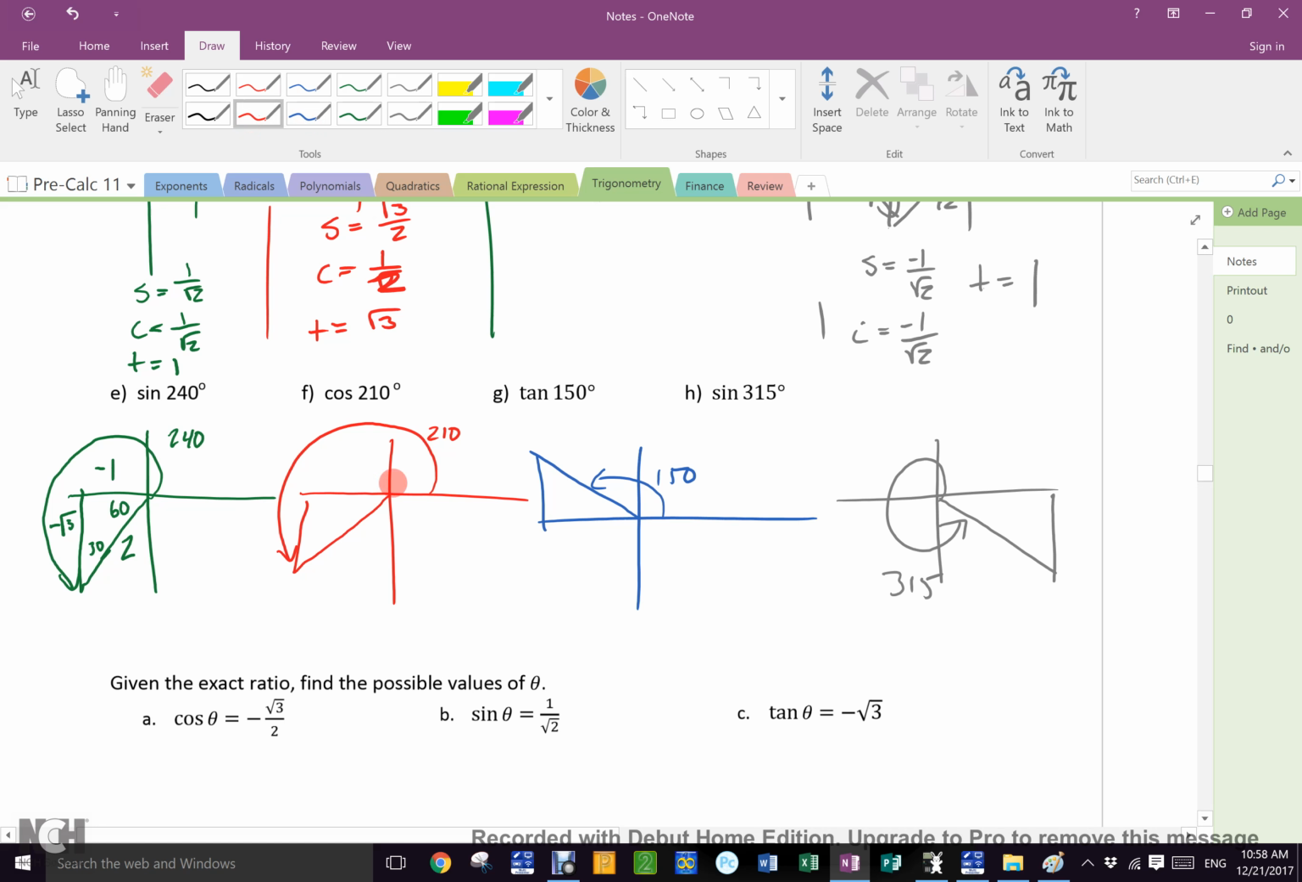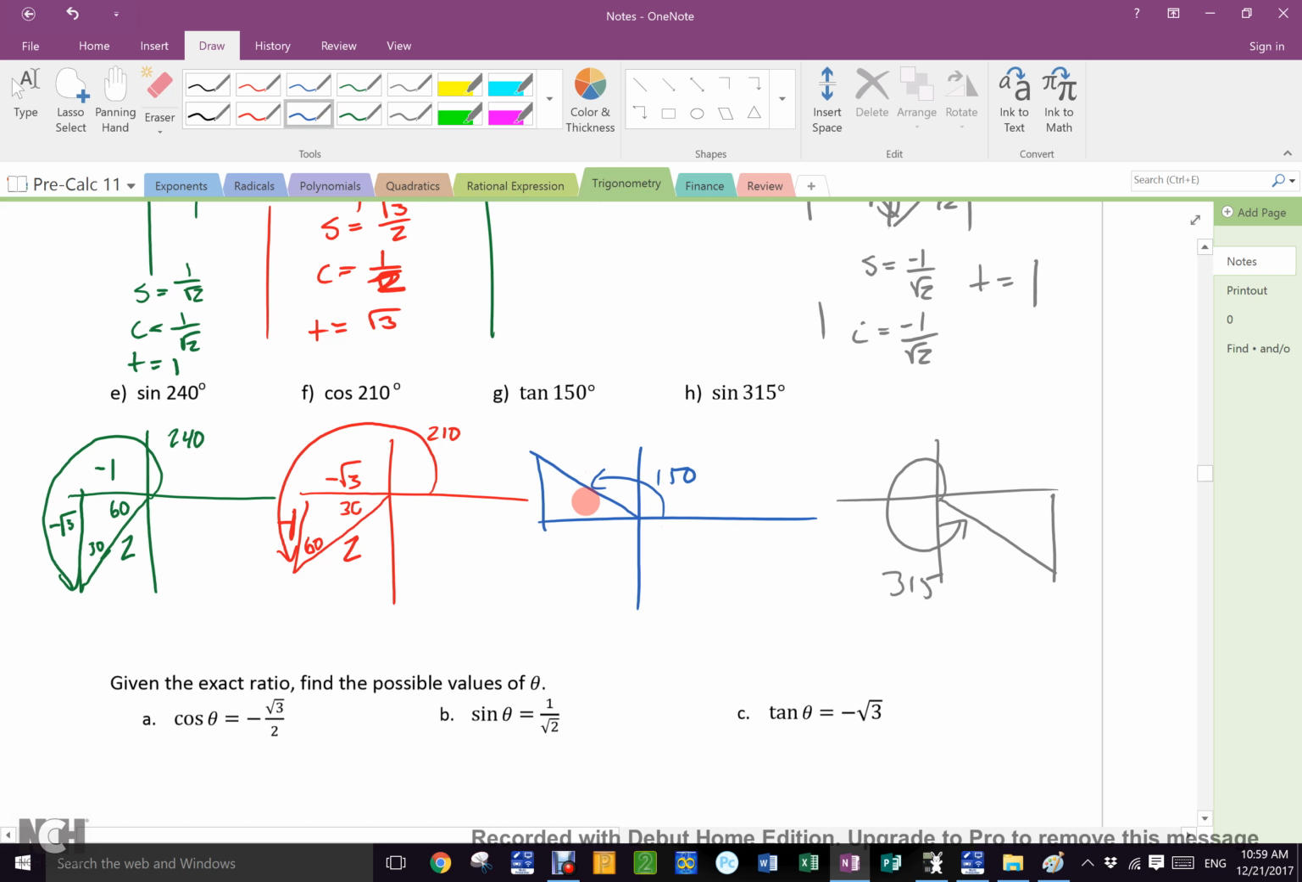So, red. If all this is 210, what's this? 30. So what's this? 60. So what's this? Negative root 3. What's this? Negative 1. What's this? 2. And then you make your fractions. Everybody good? Okay, the blue one.